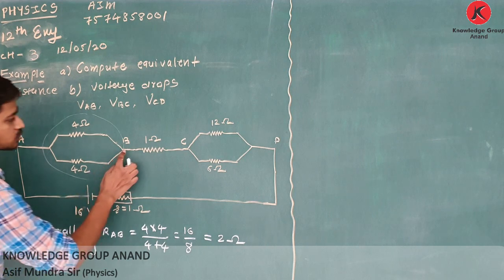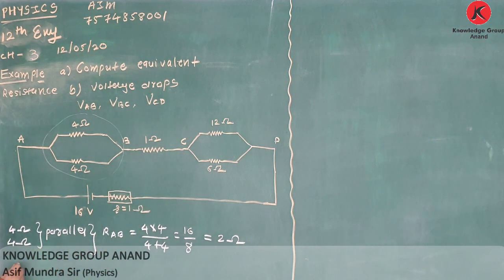Now, what is the resistance between points B and C? Resistance between B and C, RBC, is equal to 1 ohm. Clear about this? Okay.